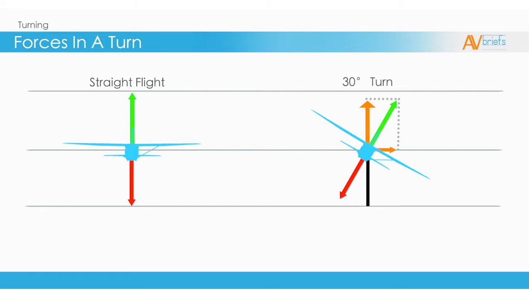You could imagine a string coming up from the top of the airplane in the direction of the green arrow. If you were to spin the airplane on that string, you are doing exactly what happens in a turn.